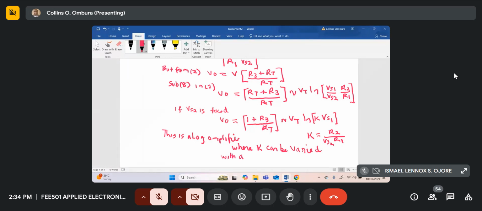With a second voltage Vs2, we can make the design easy by making R1 equal to R2. So K will just be 1 over Vs2. So this is a log amp, in which the scalar K can be varied by the second voltage Vs2. So if, for example, it's a circuit that performs compression, you can vary the compression rate, which can be very useful in some circuit applications.